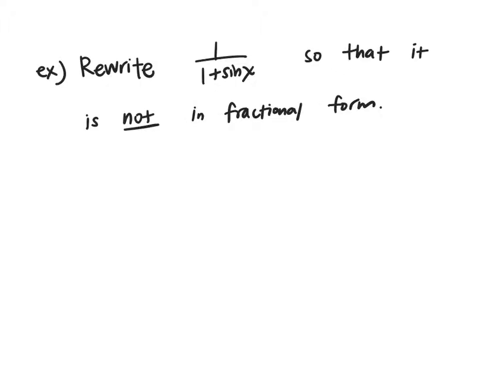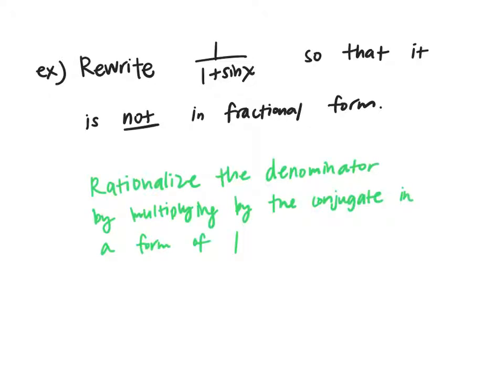Okay, last example. It says rewrite 1 over 1 plus sine of x so that it is not in fractional form. So our final answer should be simplified such that it's no longer in a fraction. So for these problems where you want to rewrite so that it's not in fractional form, you would need to do the following. You rationalize a denominator by multiplying by the conjugate in a form of 1.